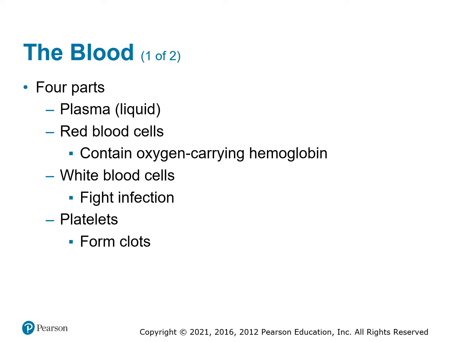On to the blood, the pathophysiology of blood here. You get your four main parts: the plasma, the red blood cells, the white blood cells, and the platelets. Each one has specific purposes and what they do.